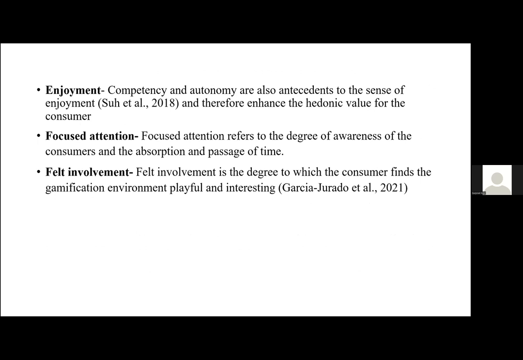Next is focused attention. Focused attention refers to the degree of awareness of consumers and the absorption and the quantum of time they are involved in that gamification service. Next is felt involvement. Felt involvement is the degree to which the consumer finds that a particular gamification service is playful or interesting. Next are the consumer engagement outcomes.